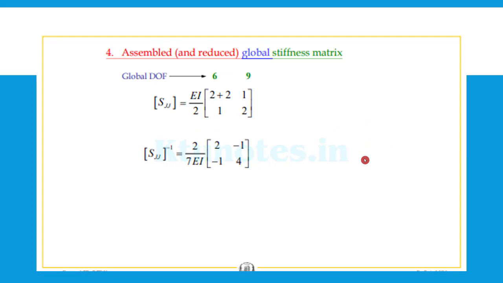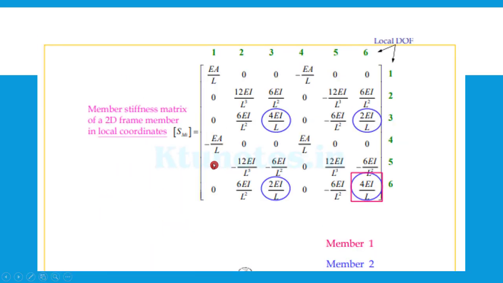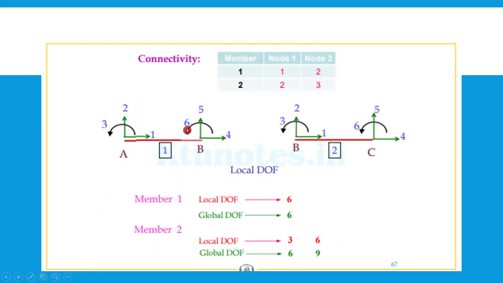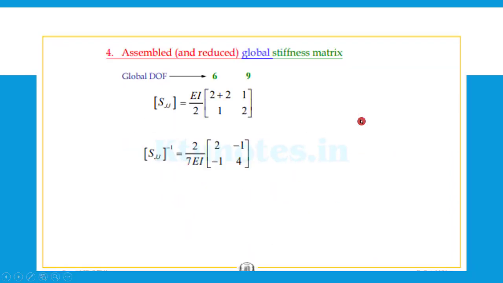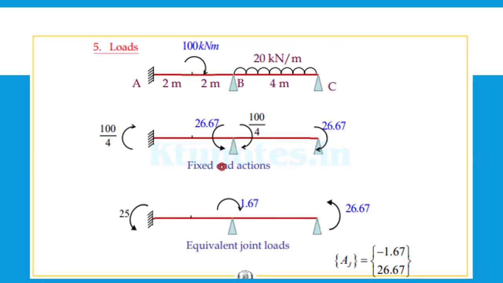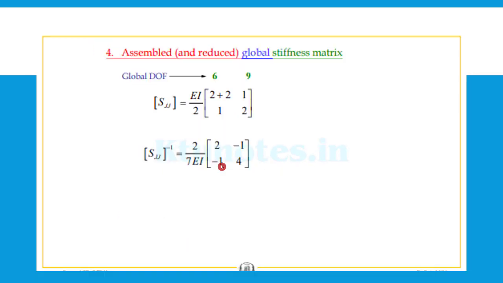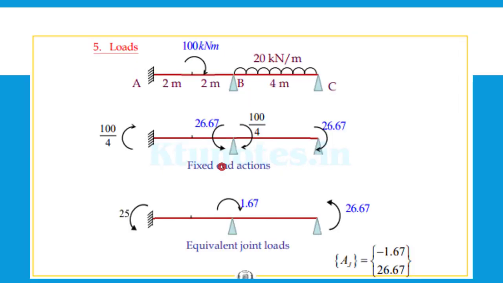Assembled and reduced global degrees of freedom. Upon adding both, because for this member we have 6, right? 6 plus 3 will be added, and this 6 will be as such. So there will be addition at this point, 3 plus 6, 2 plus 2, 1, 2, 1, 1, 2. The SJJ inverse is equal to the inverse of this matrix, which will be 2 by 7EI into 2, minus 1, minus 1, 4. So now we have obtained the SJJ inverse.